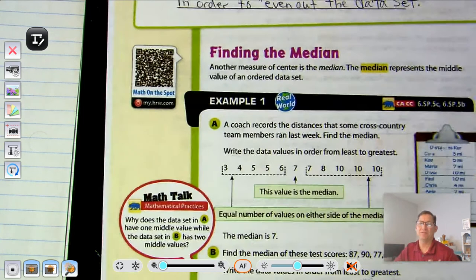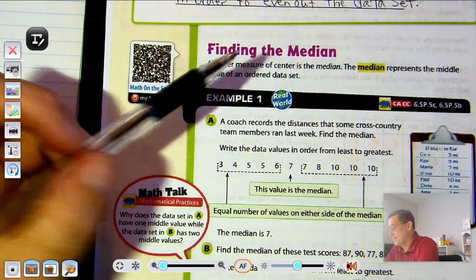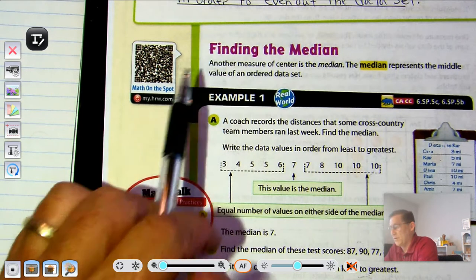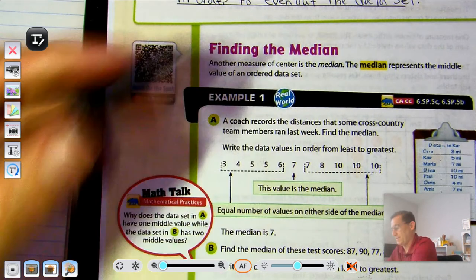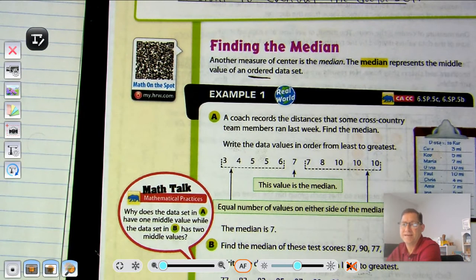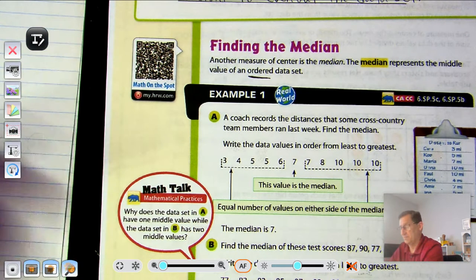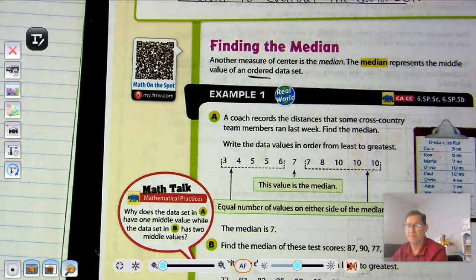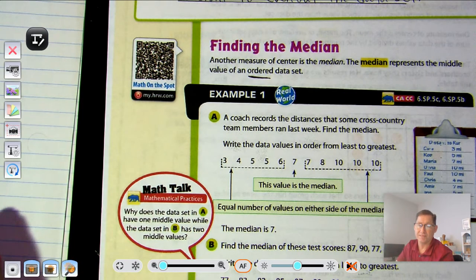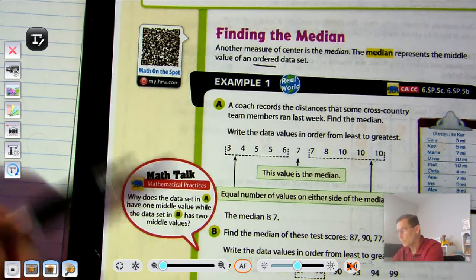Right. Now, another measure of central tendency is called the median. And the median represents the middle value of an ordered data set. That word is very key in median: ordered. So we have to put them in increasing order or decreasing order. It really doesn't matter which one, because the middle value is still going to be the middle, whether you put them in order from least to greatest or greatest to least, because you have the same numbers.